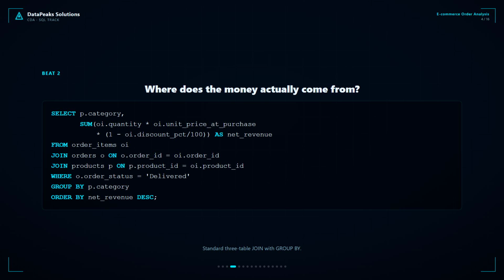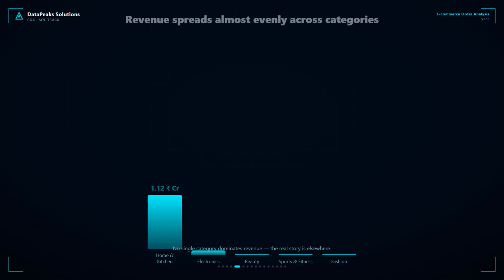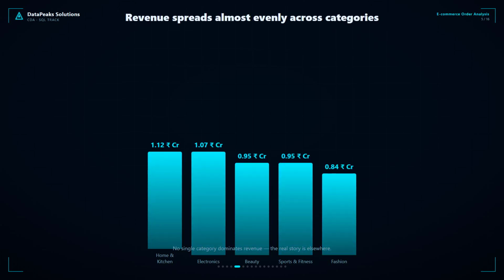In just a few lines of SQL, raw transaction data becomes a clear business report that shows exactly which categories drive the highest revenue. The biggest surprise? No single category dominates revenue.